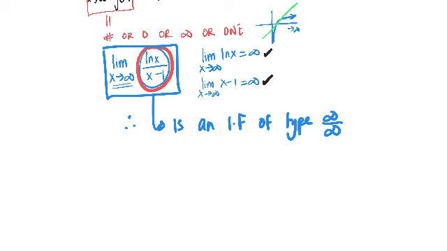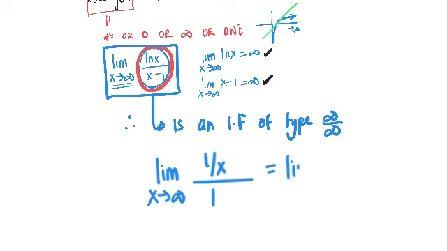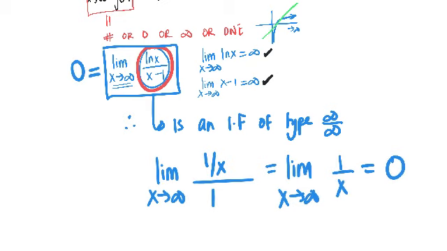And L'Hopital's rule says that instead of doing that limit, I can do the limit as x goes to infinity of 1 over x, which is the derivative of the top, divided by 1, which is the derivative of the bottom. Now this is very clearly equal to 0, right? Because if the bottom is growing and the top is just 1, then this answer is 0. So that means that my original limit is also 0. So that's L'Hopital's rule.